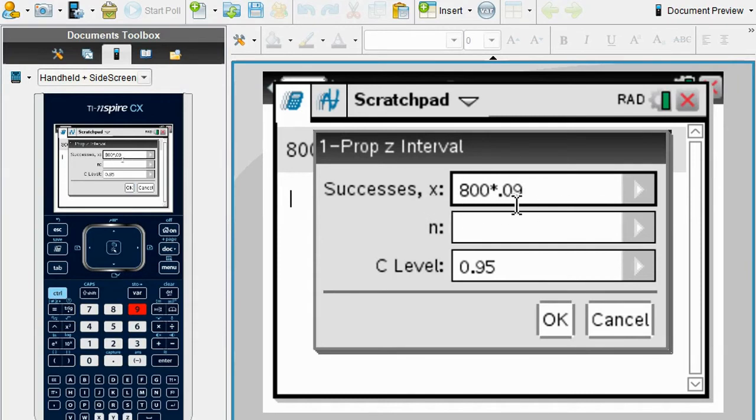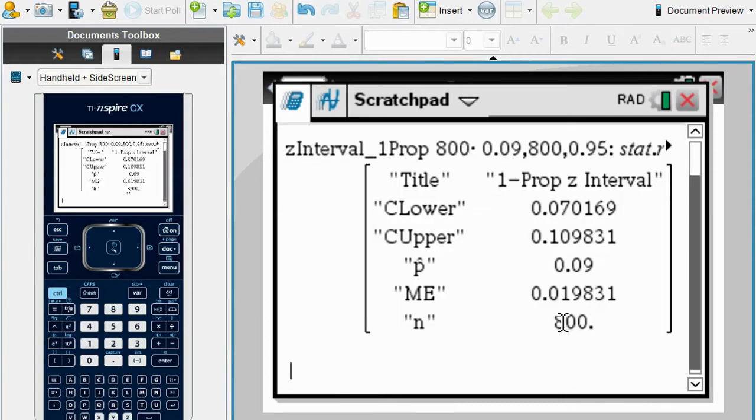And then for the number of successes, you'll have to do what I just did, 800 times 0.09. And if it's a whole number, then it's good. Those are the number of successes. 800 is your sample size. And 95% confidence level. So press OK. And just copy the lower and upper bound. So right here, the interval would be from 0.07 to 0.11.